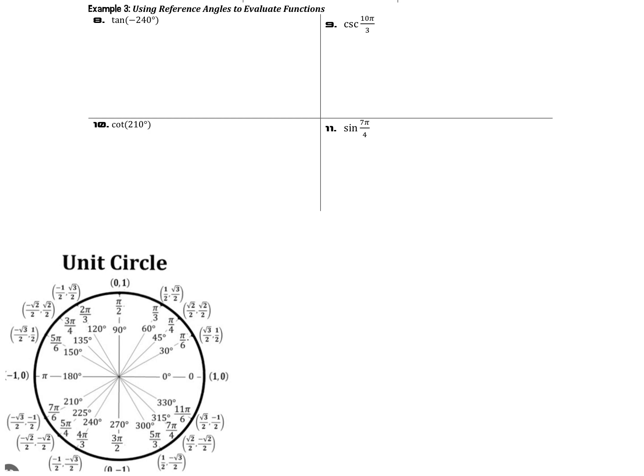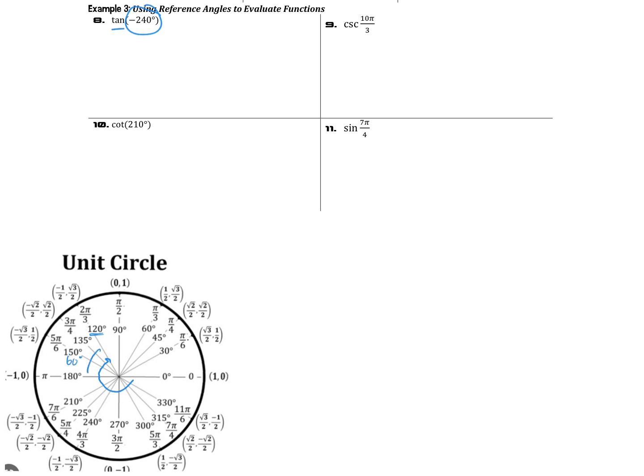Okay, for number 8, we're looking for only tangent, and we're looking for the tangent of the angle negative 240 degrees. So first, we're going to have to use reference angles to figure out where negative 240 degrees is. Thinking about where that is on the unit circle, I know this would be negative 180, and if I keep going, this would be negative 240. So on the unit circle, that corresponds to 120. If we were talking about reference angles, that would correspond to the angle at 60 degrees.